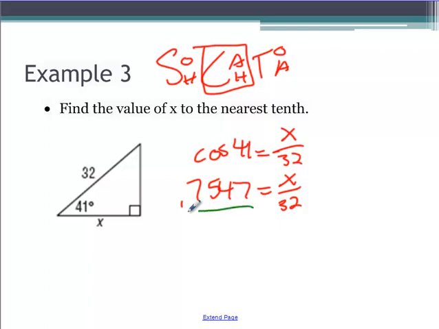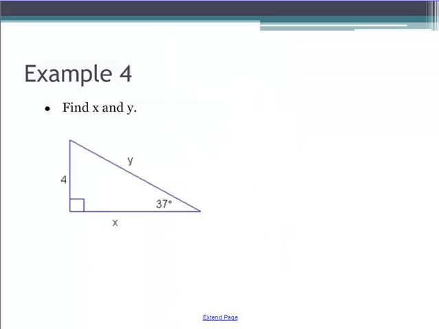You could think of this as cross-multiplying every single time. Multiply that number in your calculator by 32. X is 24.15, which rounds up to 24.2. So we need to set up two equations, one for x, one for y. We have SOHCAHTOA.